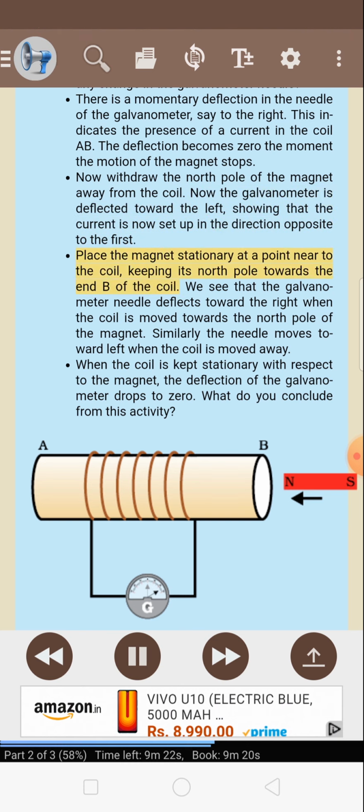Place the magnet stationary at a point near to the coil, keeping its north pole towards the end B of the coil. We see that the galvanometer needle deflects toward the right when the coil is moved towards the north pole of the magnet. Similarly, the needle moves toward left when the coil is moved away. When the coil is kept stationary with respect to the magnet, the deflection of the galvanometer drops to zero. What do you conclude from this activity?